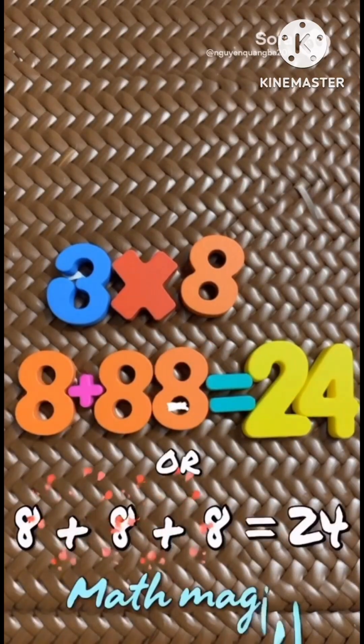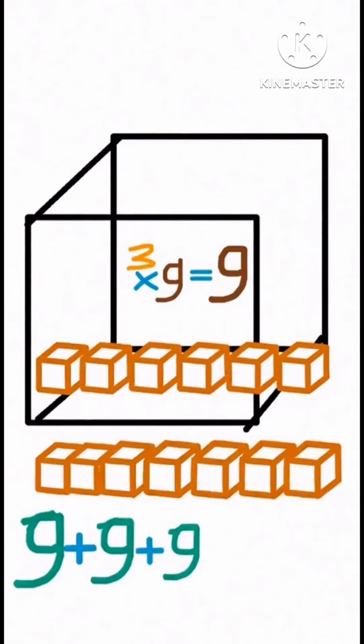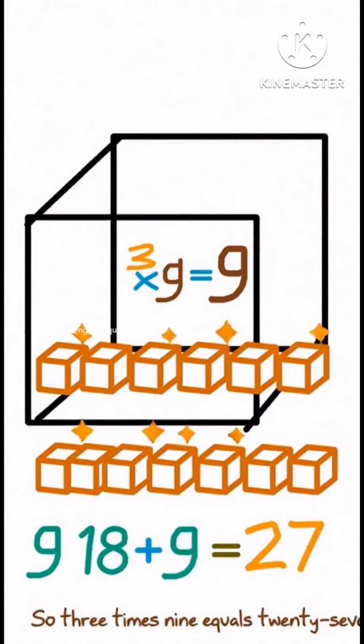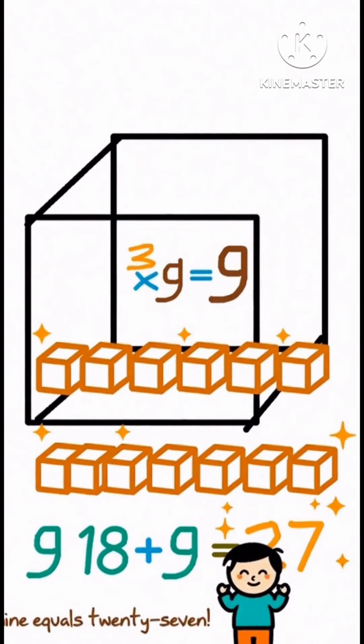Same total, same math. 3 times 9. Think of it as 9 added 3 times: 9 plus 9 plus 9. The first 2 nines make 18, and one more 9 brings us to 27.